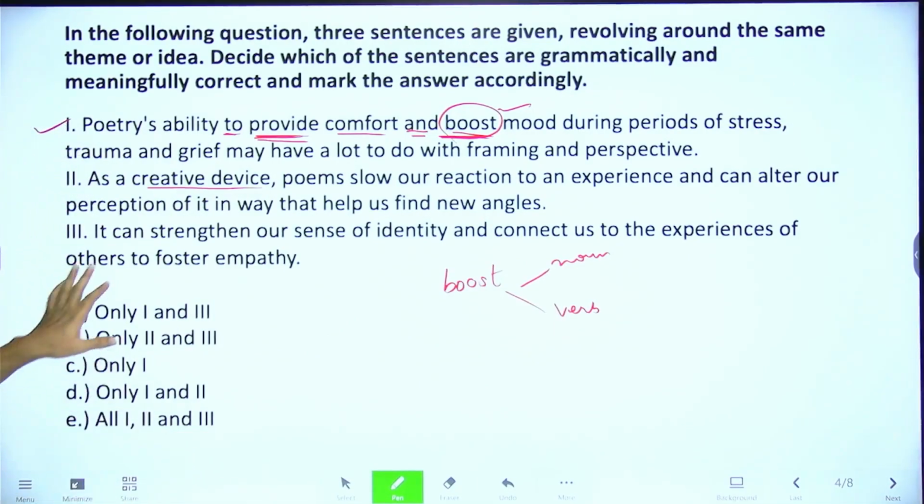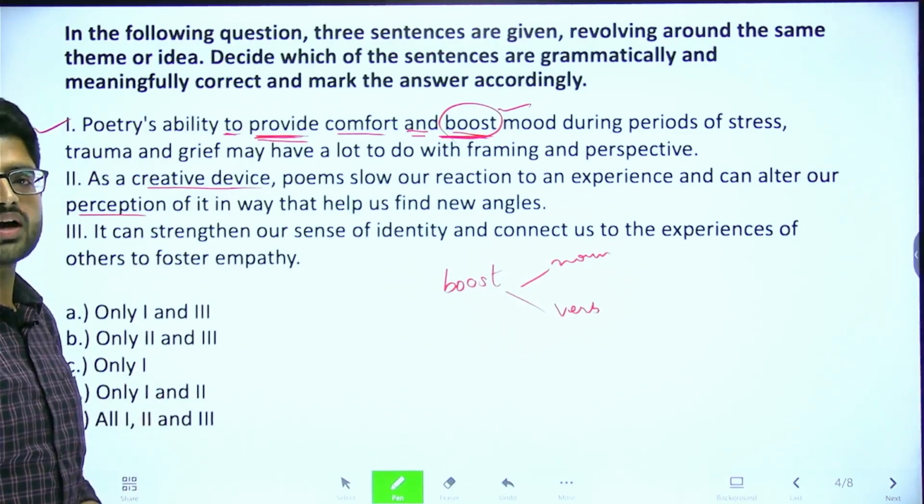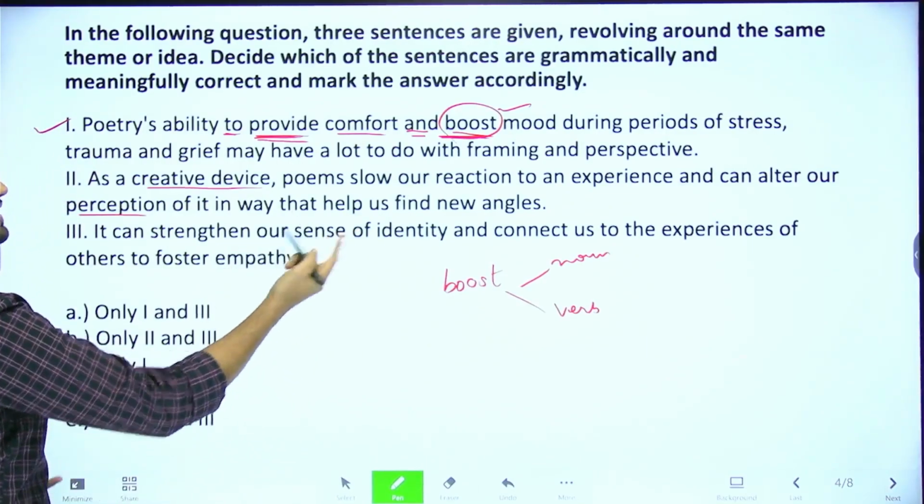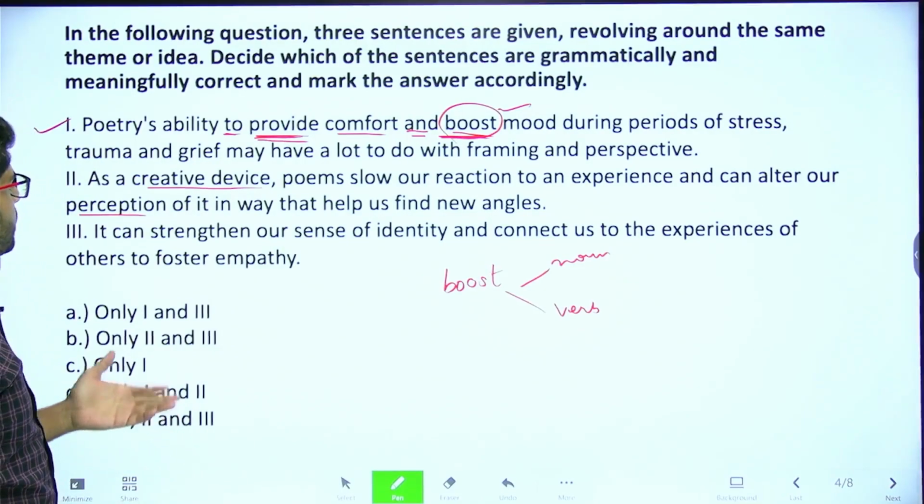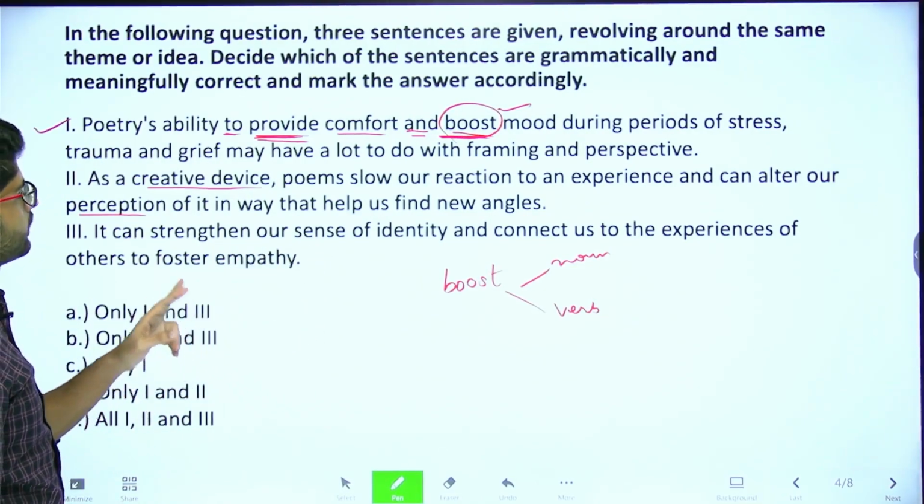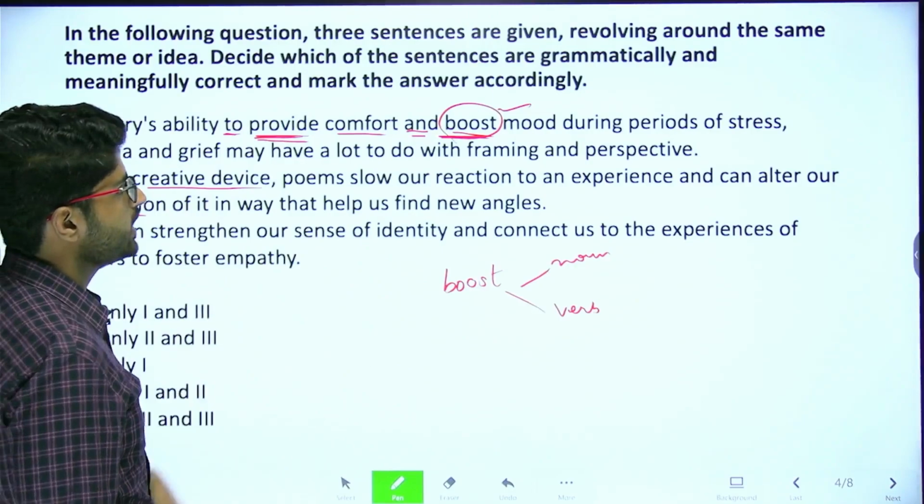So they can change our perception. What does perception mean? Perception means how we look at things. तो वो क्या कर सकते हैं? They can change the way we look at things and in a way that help us find new angles.